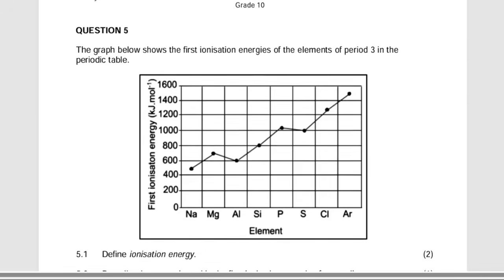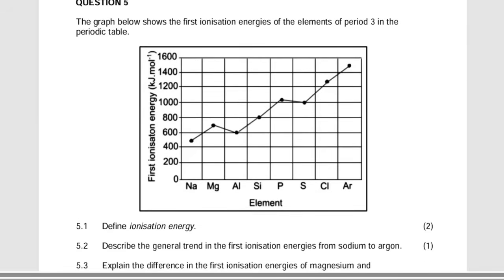Then moving on to question number 5. What are we given? We're given a graph. The question reads, the graph below shows the first ionization energies of elements of period 3. So we're focusing on period 3 in the periodic table, right? Here we have the value of the first ionization energies in kilojoules per mole, and here we've got the different elements which are in period 3.